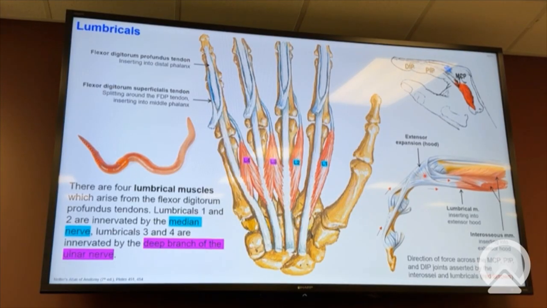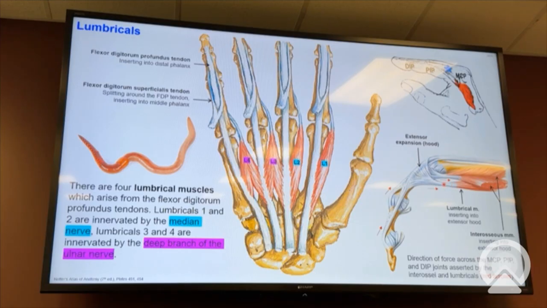Remember what we talked about yesterday, the extensor expansion actually works by splitting into different slips. So you have this central slip that will go over the top of your proximal interphalangeal joint, and then you have these little collateral slips that go over the top of your distal interphalangeal joint. But you can see that the lumbrical tendon is actually crossing the MCP joint, or the metacarpophalangeal joint, in the front. So if you think about the physics of this, whenever the lumbrical muscle is pulling, it actually flexes your MCP joint because it's crossing on the anterior, ventral surface of it.